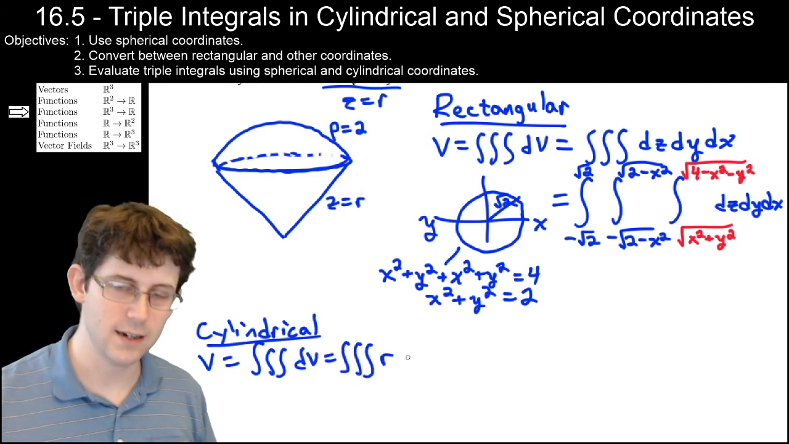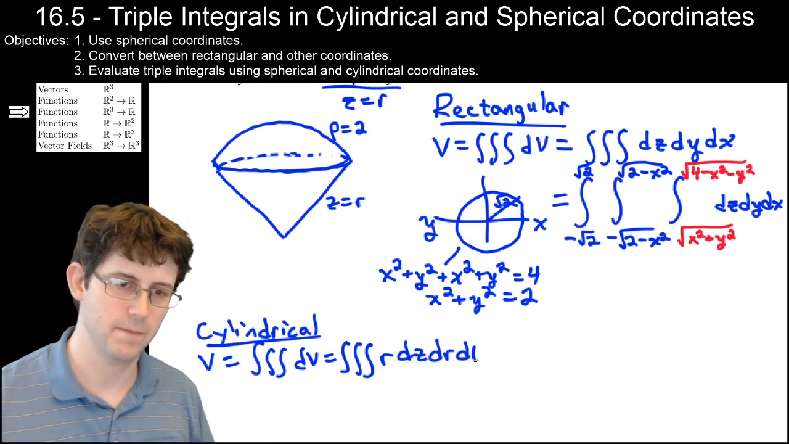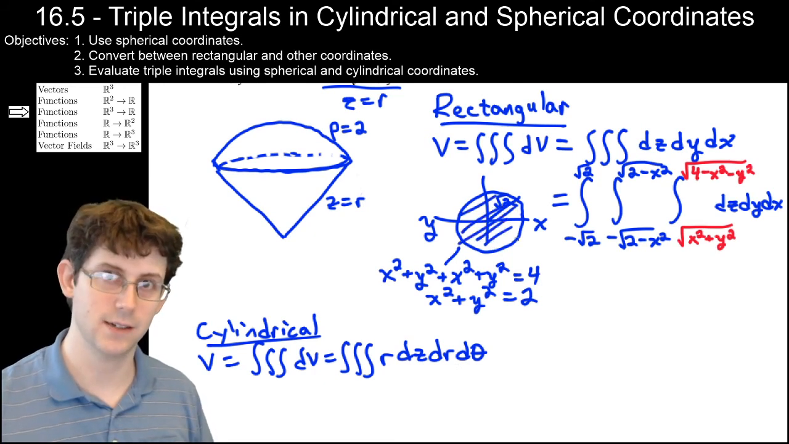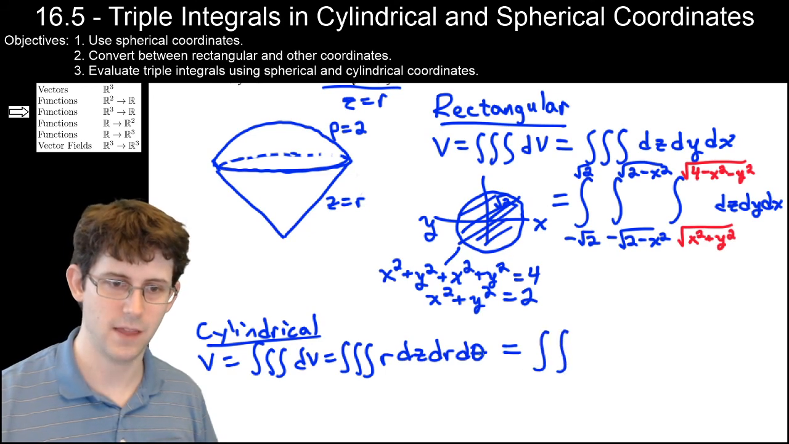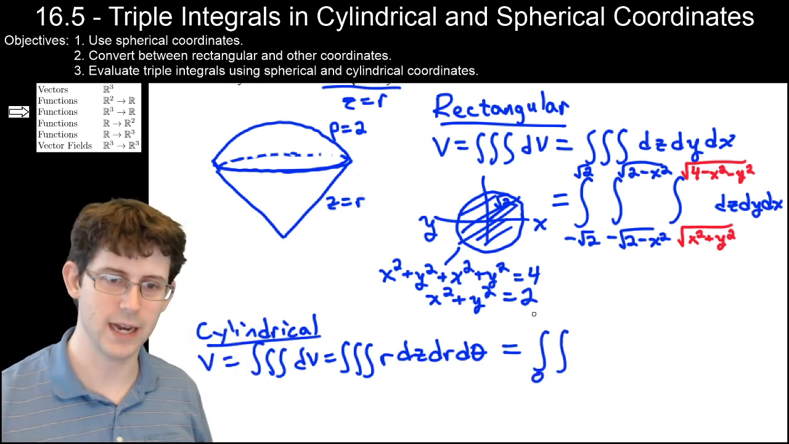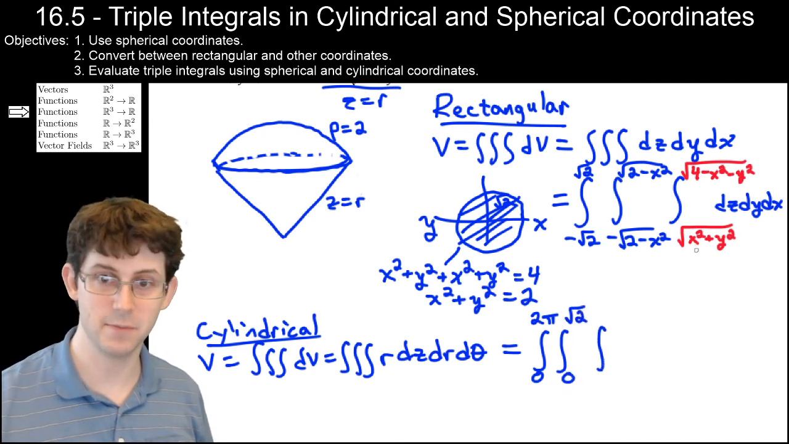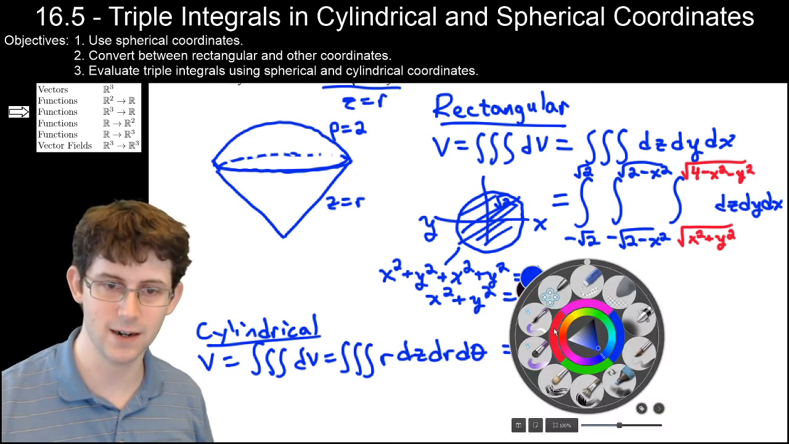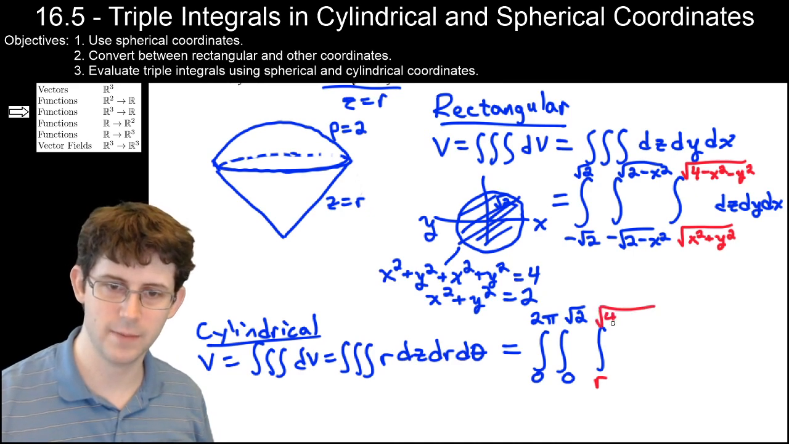dV is r dz dr d theta. R and theta come from this circle, which is a lot easier to write in cylindrical coordinates. Theta goes all the way around from 0 to 2 pi, and r goes from 0 to square root of 2. Meanwhile, z is still kind of a mess, except that square root of x squared plus y squared is r, and this is square root of 4 minus r squared.